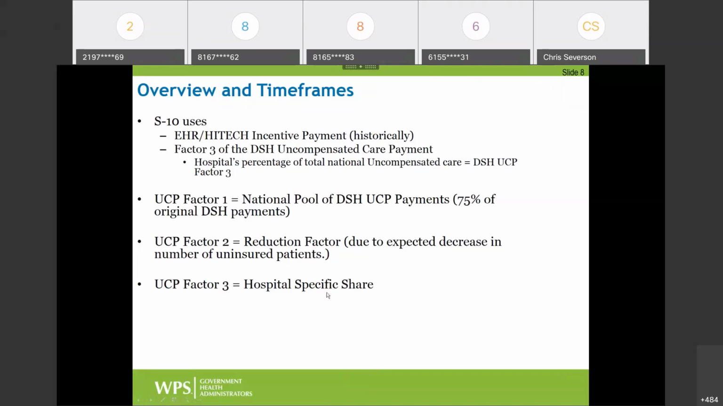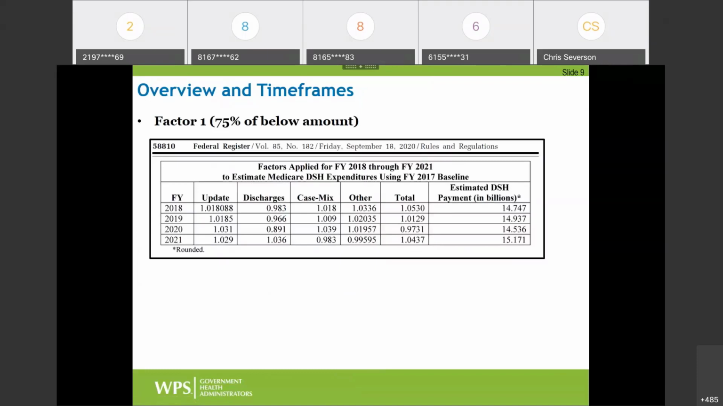So factor 3 is what we're concerned with. And basically it's going to be calculated by taking, CMS will calculate it and they'll publish it in the final rule. They'll take a look at all of the hospitals' S-10 data, line 30 specifically, and they'll pool it together and then percent to total. Each individual provider, whatever their percent of that total amount is, that's their factor 3.